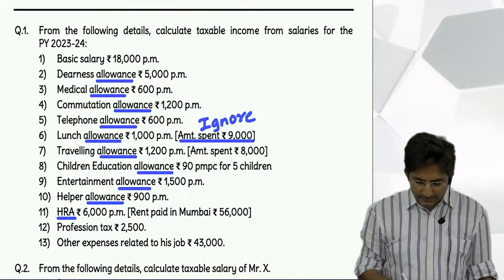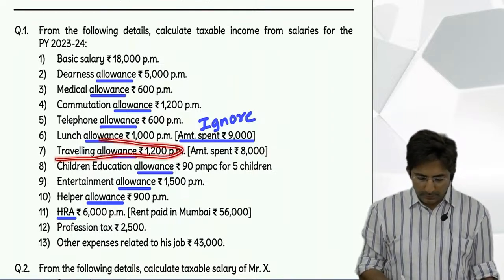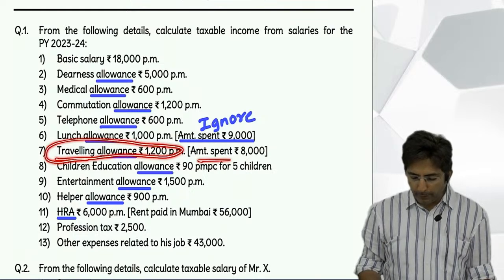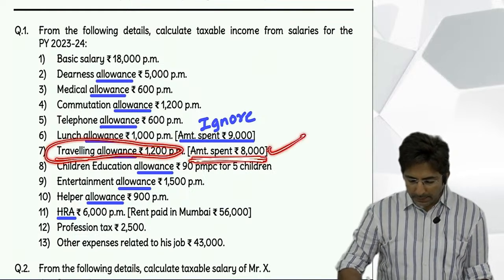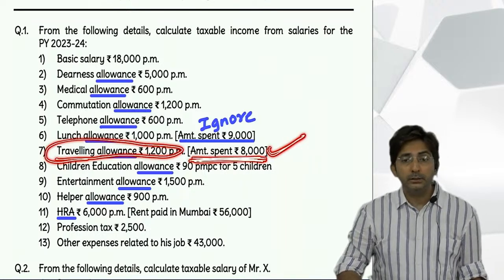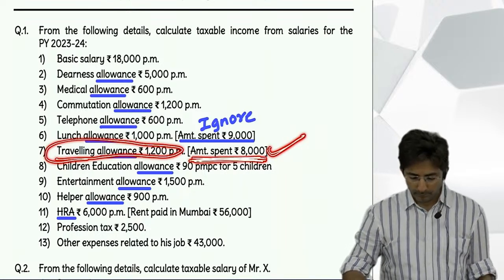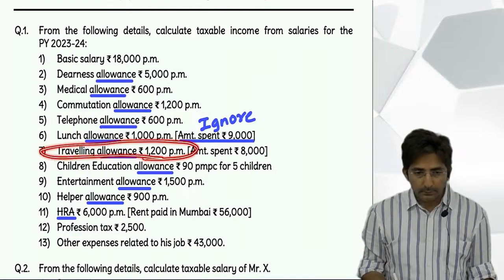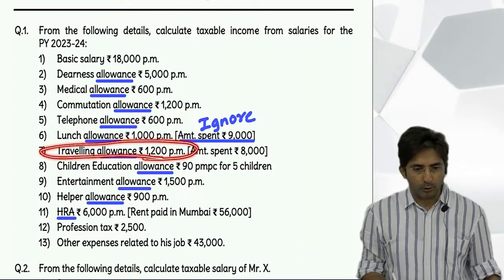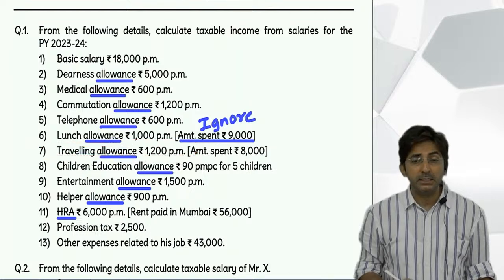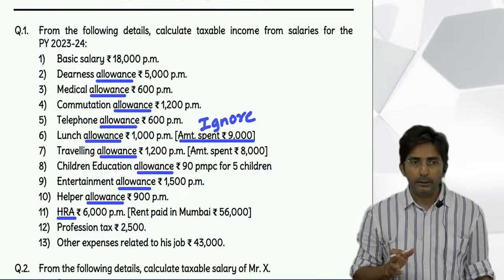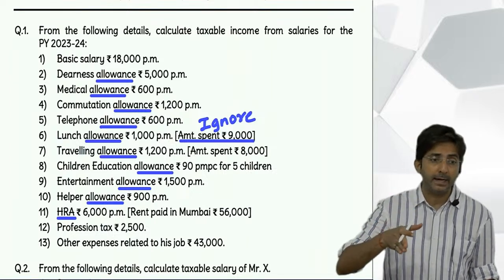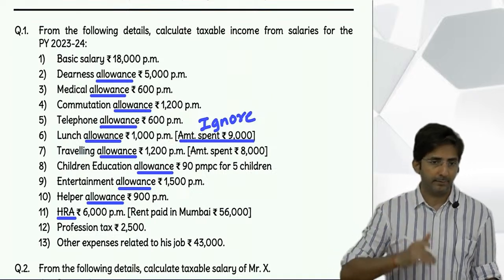Then traveling allowance. Yes, this is from TC Udhar. Now we want amount spent. Now it is not to be ignored. Now we will consider amount spent because it is TC Udhar. So how will you write? First 1200 per month into 12 will come in inner column. Then less exempt under section 10(14). All allowances are exempt under 10(14) except HRA 10(13A).